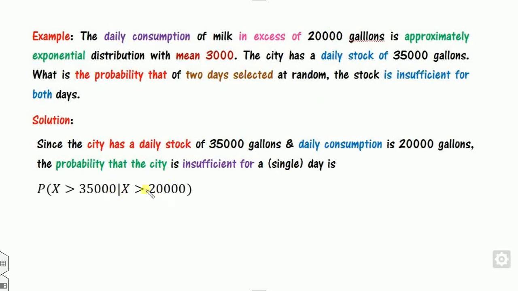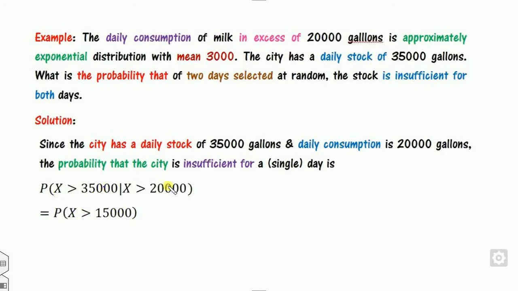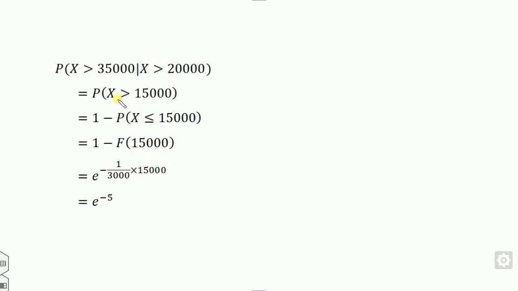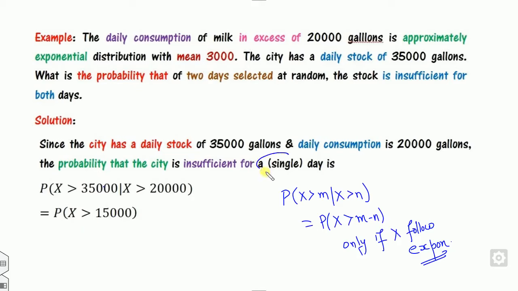If this happens, then this is the probability that the city's stock is insufficient for a single day. Now since it follows the exponential distribution, you can use the memoryless property. Remember that you have to follow this property, P(X greater than m plus n given X greater than m) equals P(X greater than n), only if X follows exponential distribution, not for all distributions. Now how do you find this? You can find this with the help of the CDF or by the PDF. If you want to find it with the help of the CDF, you can write this expression as 1 minus. So this is the probability for the single day.